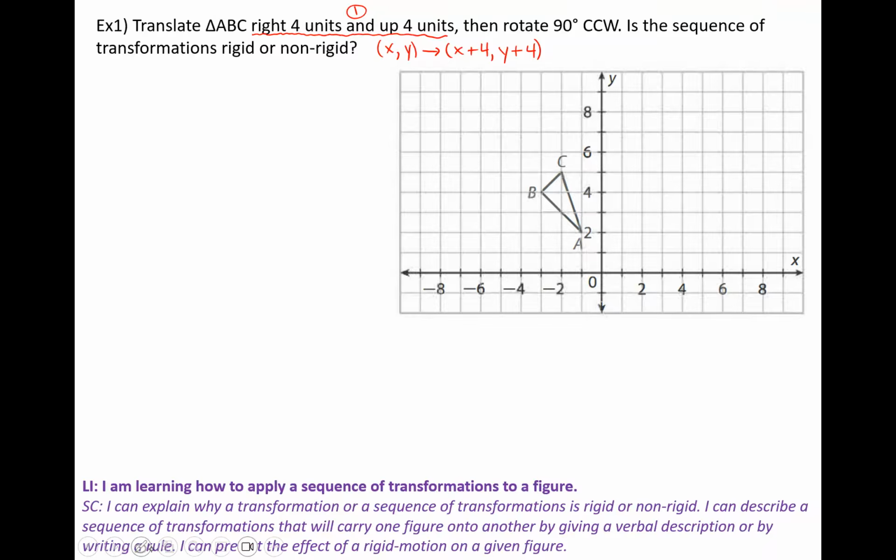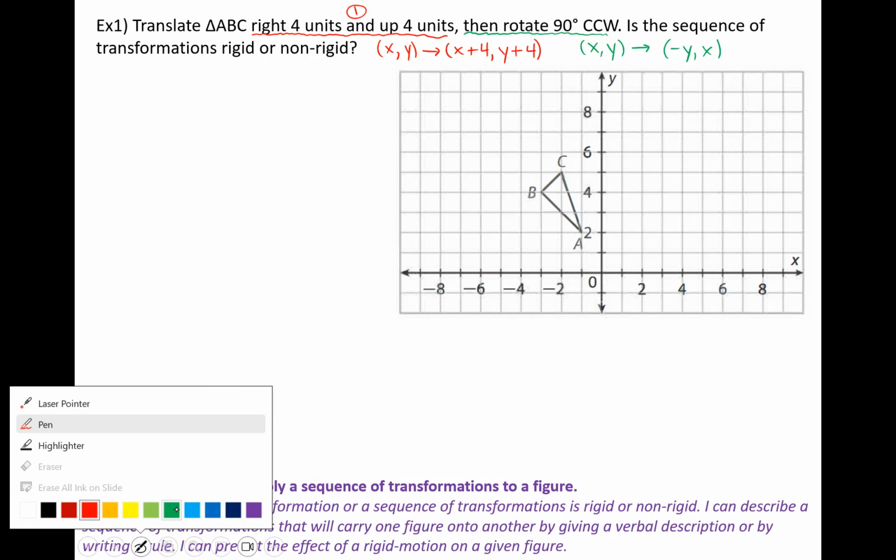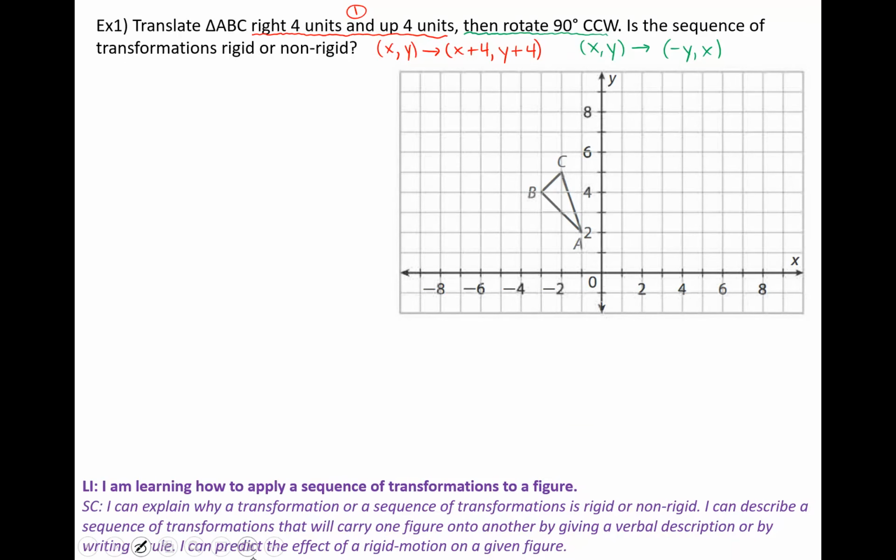Then I'm going to switch colors to green. And this says that I'm going to rotate 90 degrees counterclockwise. And that rule is going to be (x, y) turns into, I believe it's (negative y, x), but I'm going to double check that for us. Okay, perfect. So yes, (negative y, x) for that one. Then we'll answer the question at the end: is the sequence of transformations rigid or non-rigid?